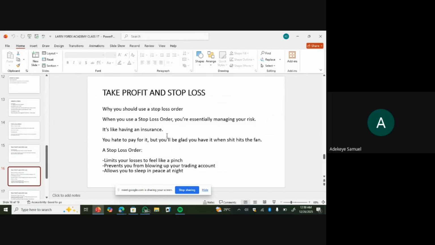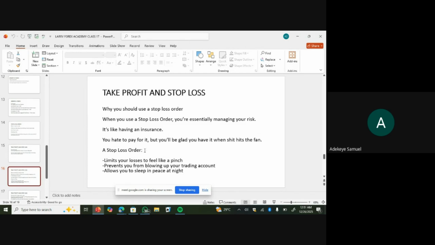Manage your risk. Just like an insurance company, whenever you lose a particular property that you registered with the insurance company, they can give you back, I don't know how it works, probably 50% of your property, all right? So they limit your losses for you. You had to pay for it, but you will be glad you have it when you hit the fan, all right?